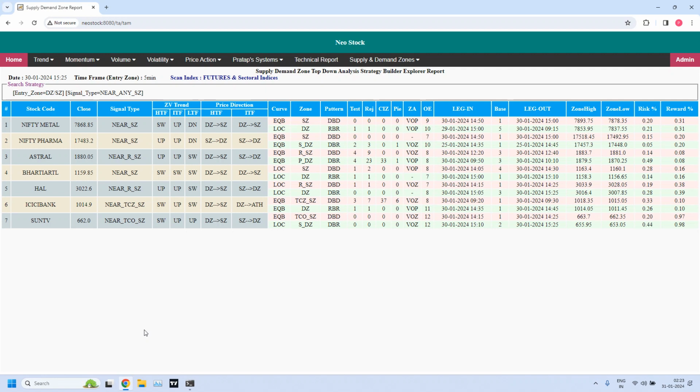So this is about stocks near demand and supply zones for all the time frames starting from yearly until 5 minutes. And also we identified high liquidity zones on daily time frame and 75 minutes time frame. So this is about today's video.